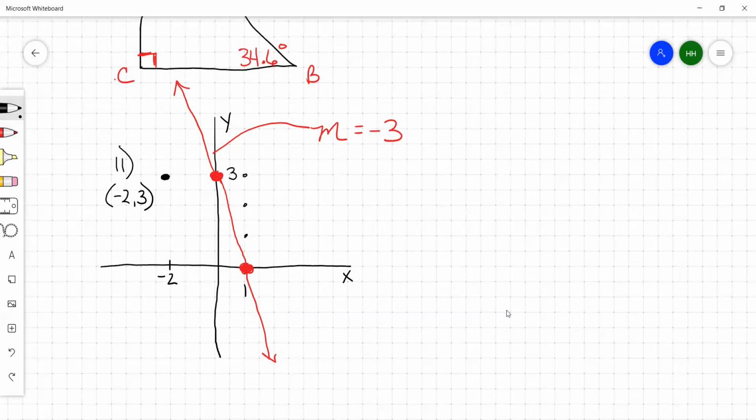So our equation, we're going to do it in point slope form first. So here's point slope form. We're going to do y minus 3 equals negative 3 times x plus 2.